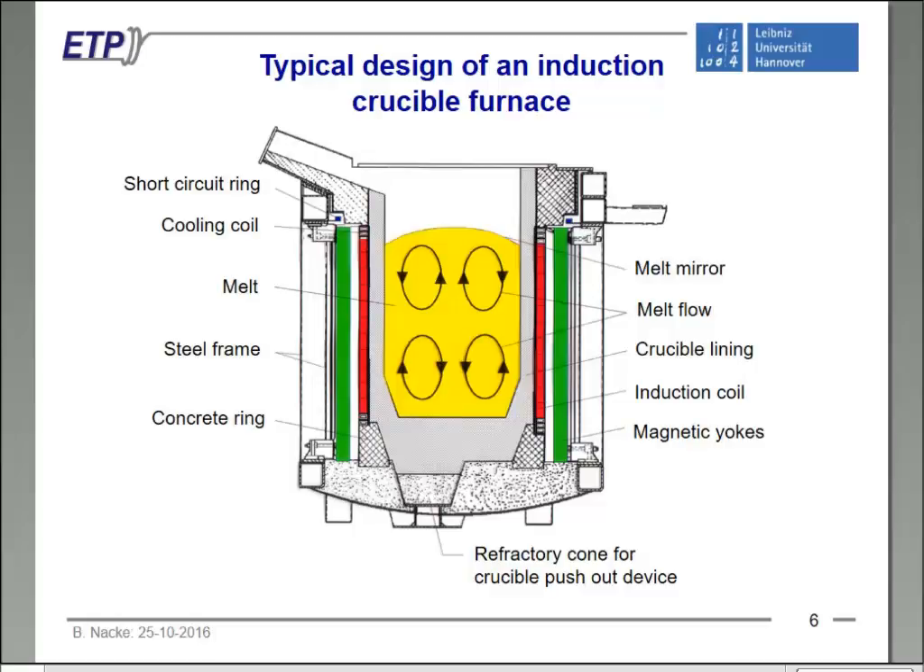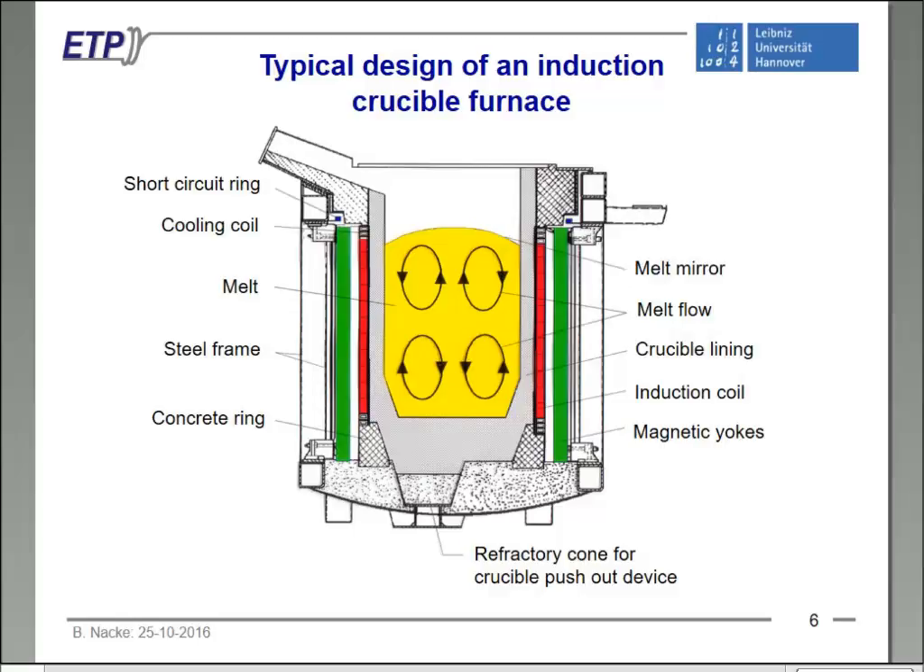So let's start with the classical crucible furnace. Let's talk a little bit about the typical design. Of course, first we need a strong steel frame which is holding everything. Then we have, of course, to handle high temperatures. So we put a special concrete first here in the bottom. On this bottom concrete, we put a special concrete ring, which then is supporting the coil.